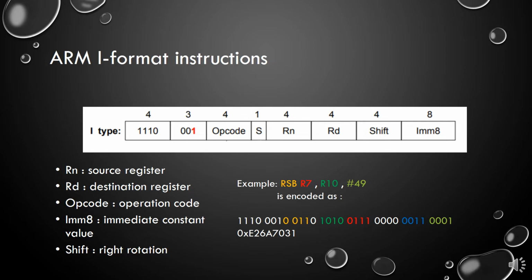Here in the I format, we can identify 2 registers only. We have the source register Rn and the destination register Rd. We have also the opcode, the operation code, and in addition to the R format, we have an immediate constant value, and we have shift, which corresponds to a right rotation. We took an example here, RSB, R7, R10, and number 49, and we converted this instruction to binary representation and finally to hexadecimal representation.